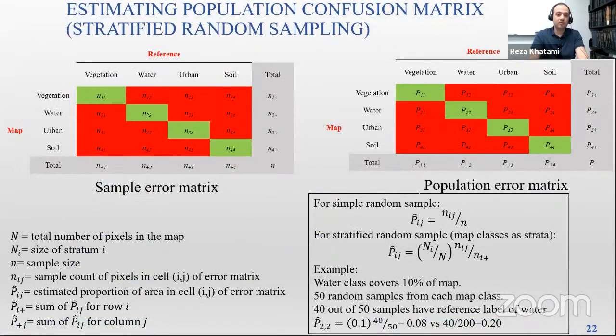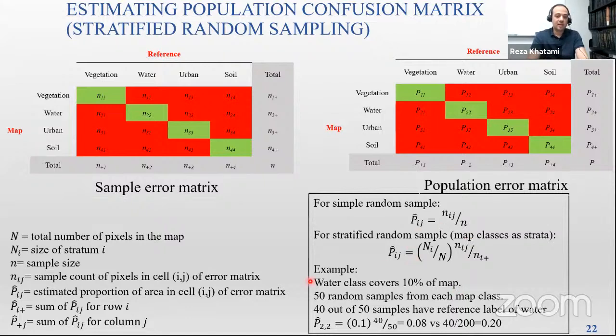We simply could divide every cell in the table by the total number of samples, and we would get the corresponding proportion in the population error matrix. But if we have done a stratified random sampling, and here we assume that the stratification is based on map classes, so we use map classes as strata, and for each map class, we take a sample. If we have done that, we need to account for the proportion of map classes, and in the estimator, we need to weigh each observation differently.